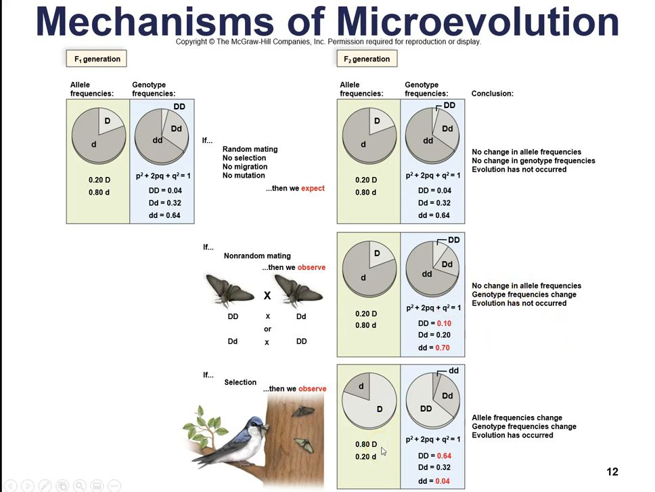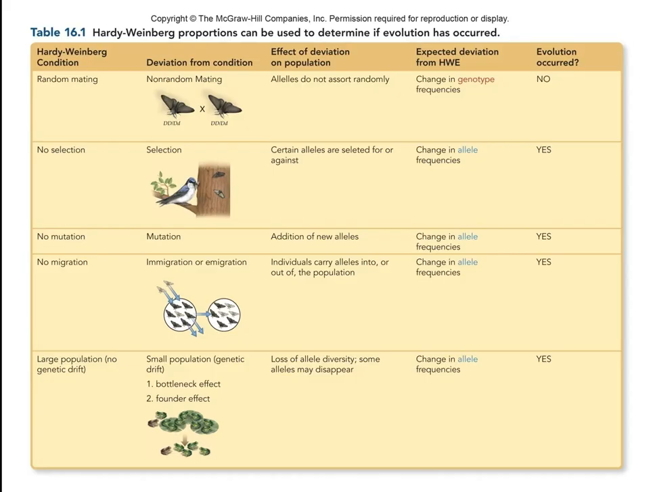So in order for evolution to occur, for these population geneticists to calculate and observe that evolution has occurred, you must see a change in allele frequencies. And then they will further assess that information to see what is happening and how much it's changing. So this basically sums up what we talked about a little bit more.